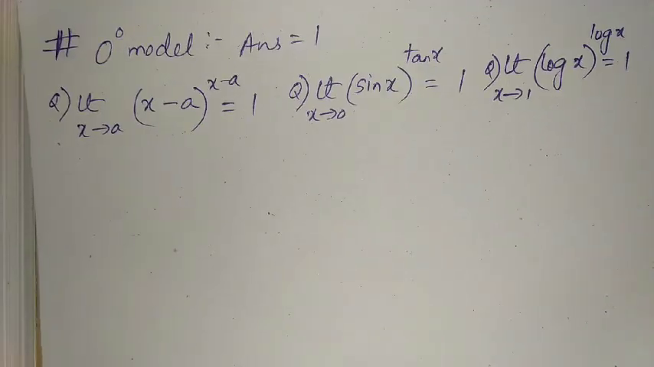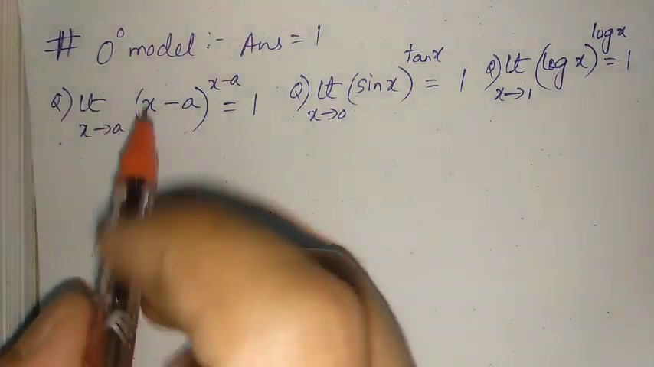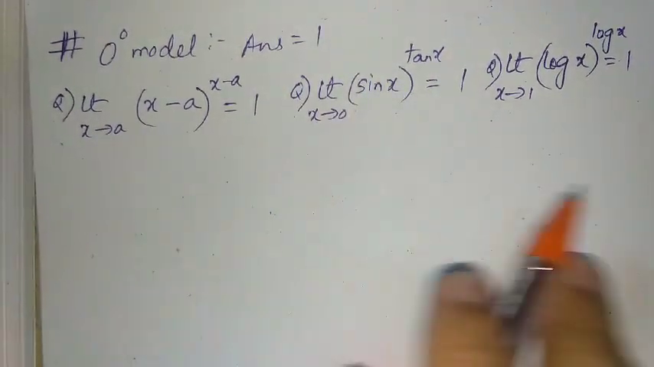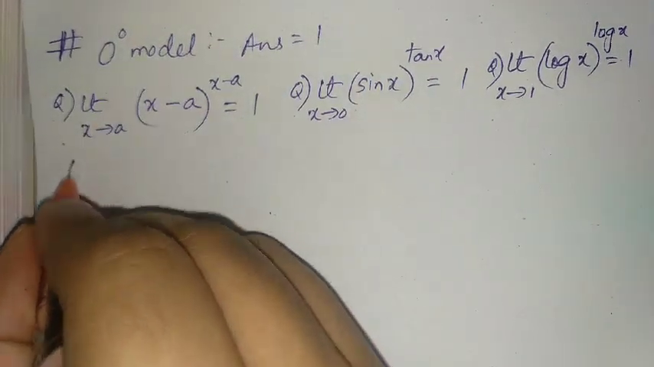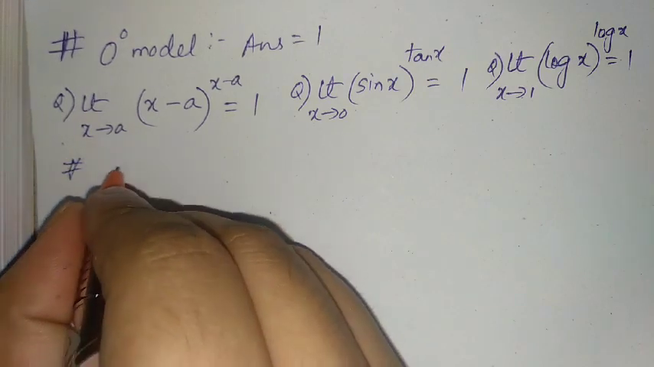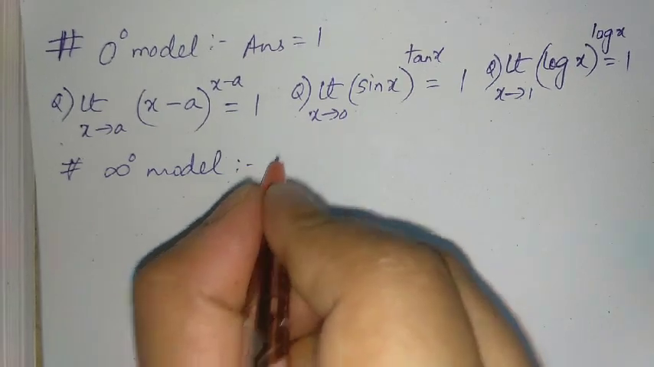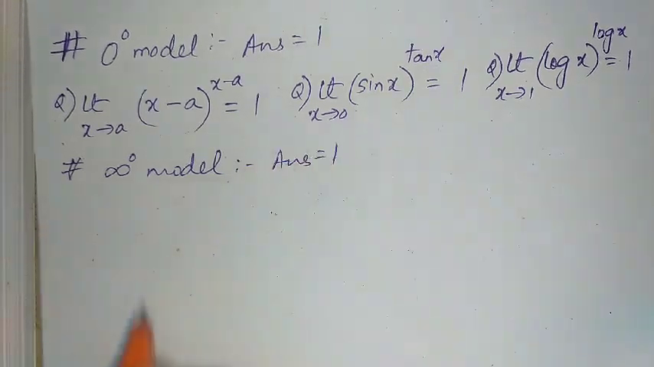For this model, what you need to keep in mind is that wherever you find 0 to the power 0, simply the answer will be 1, and there is no need to solve. The answer will always be 1. Similar is the case for the infinity to the power 0 model. Here also the answer will always be equal to 1.